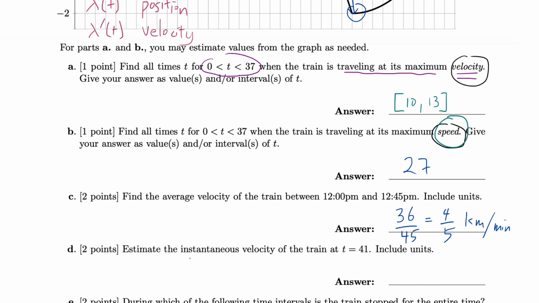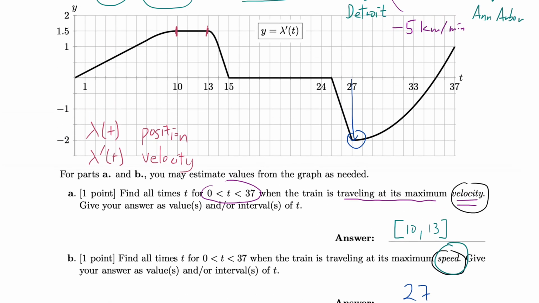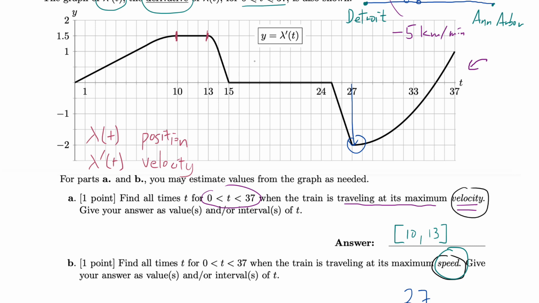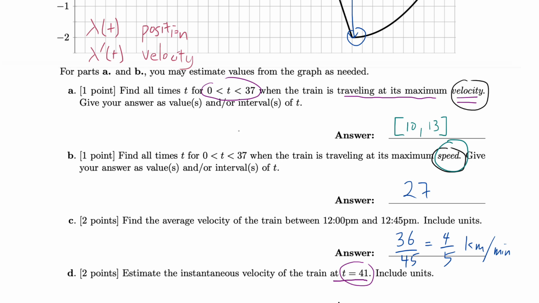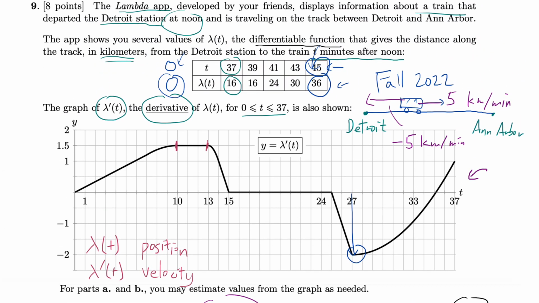Moving on, let's try to estimate the instantaneous velocity of the train at t equals 41. So if we had 41 in this graph, then this problem would be very easy, because this graph is exactly giving you the instantaneous rate of change of the position of the train. But the graph is stopping at 37, so we really can't get much information about what's happening at t equals 41. But at least we have a table of the position of the train.